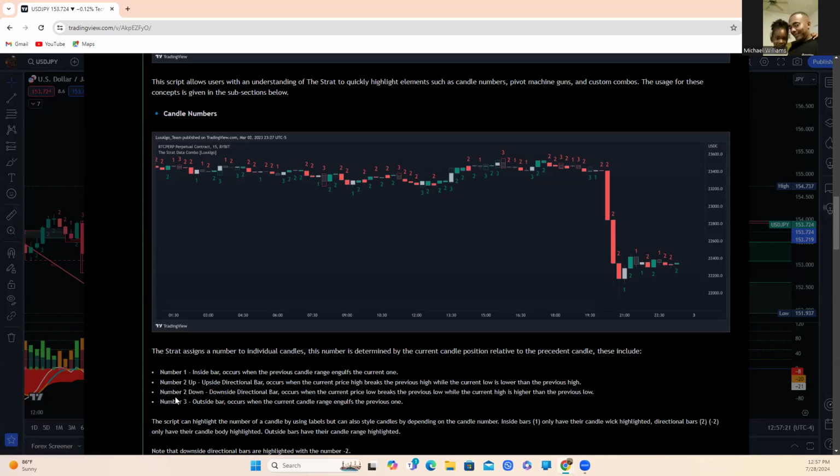Now, the next one, of course, is a two down. A downside directional bar occurs when the current price low breaks the previous low while the current high is higher than the previous low. Again, a mouthful. So here's a two down. Here's a two down. Real simple.